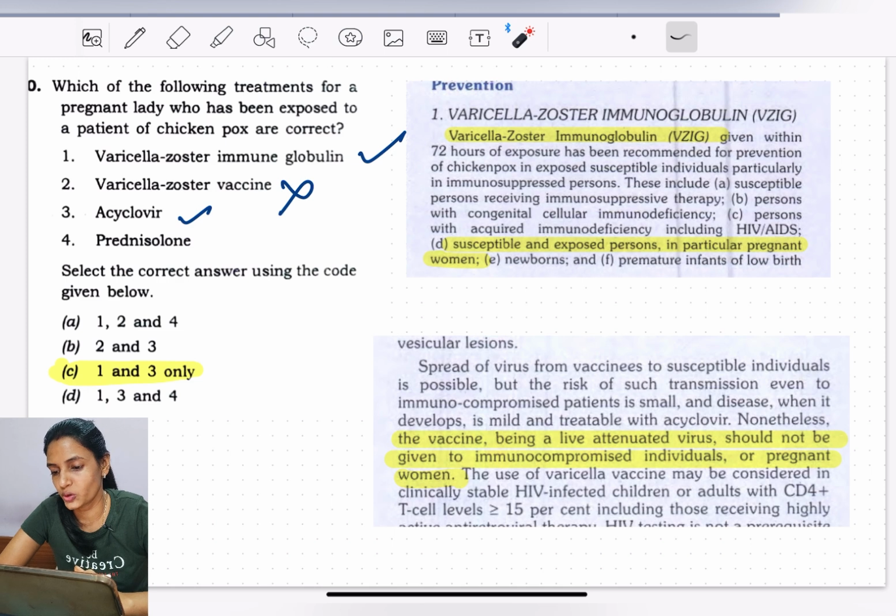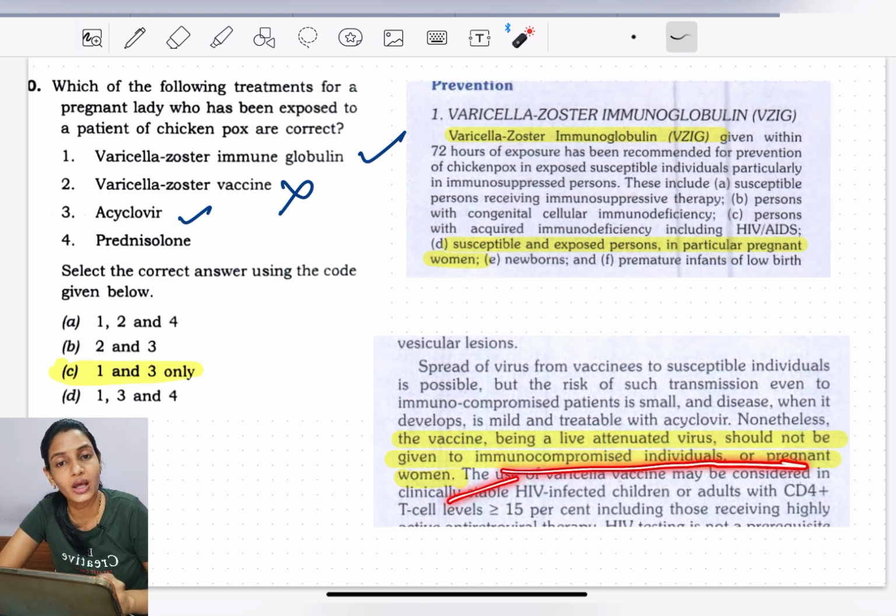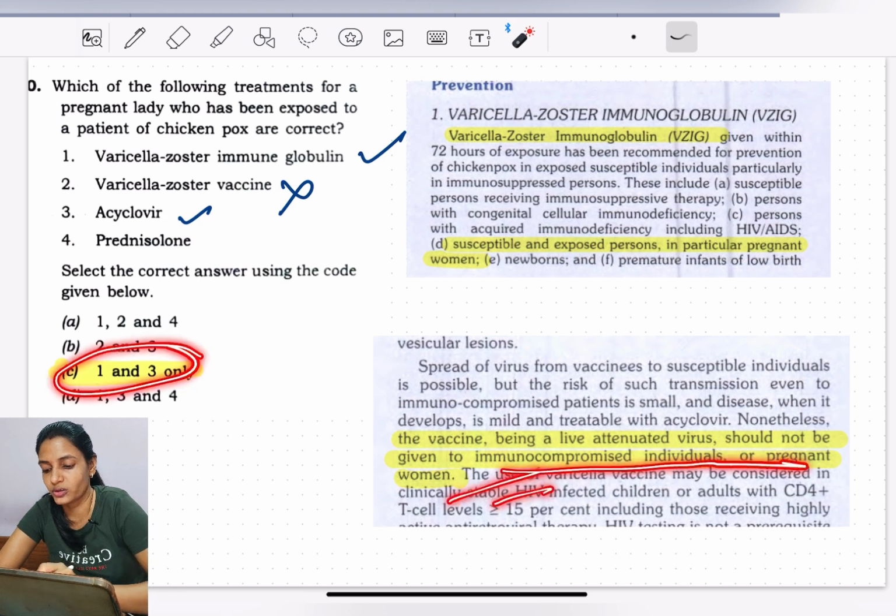Varicella zoster immunoglobulin: they are saying that a pregnant lady has been exposed to a patient with chickenpox, what can we give? We can give immunoglobulins and acyclovir. Varicella zoster vaccine is a live attenuated vaccine and it should not be given to an immunocompromised individual or a pregnant woman. So the answer for this is 1 and 3.